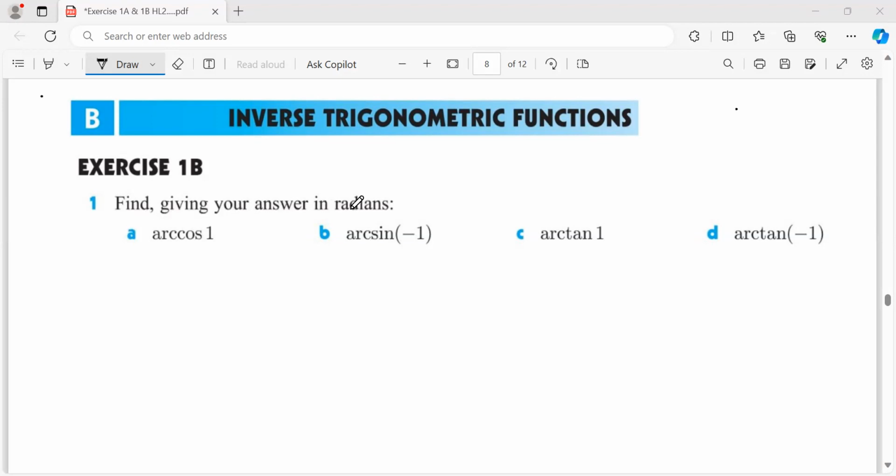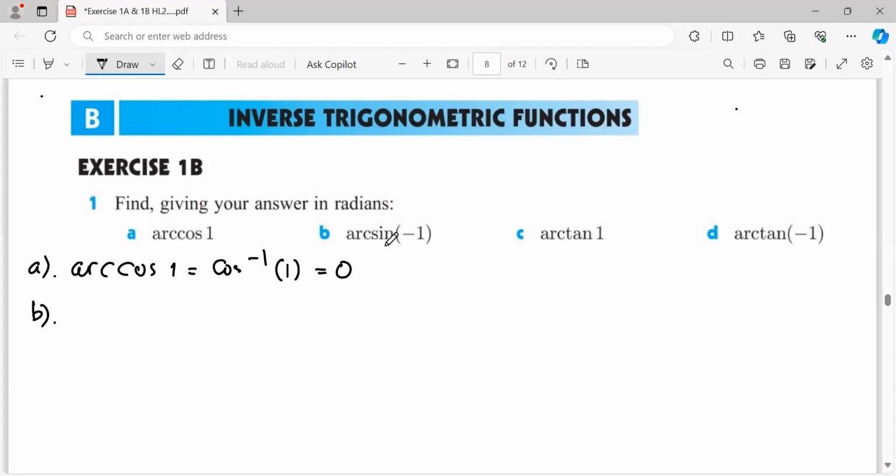Find, giving your answer in radians. Arc cosine 1 equals, because it is inverse cosine, arc cosine means inverse of cosine. So inverse cosine 1 is 0. Why? Because cosine 0 equals 1.